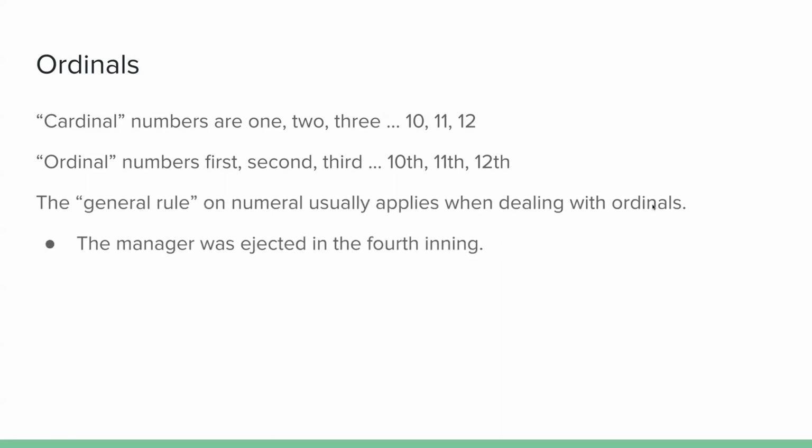And so here's some examples. Manager was ejected in the fourth inning. Fourth is written out as a word because, again, the zero through nine principle applies to the ordinal numbers as well. The 10 and above principle applies here. She was named the university's 14th president. So 1, 4, TH written as a figure.